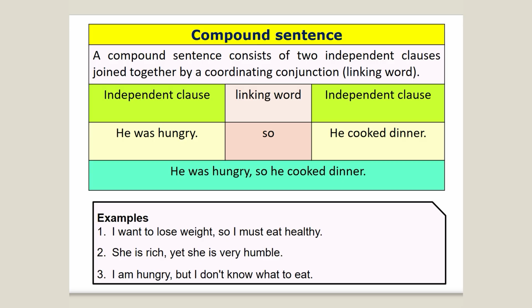The first independent clause means he was hungry. Linking word: so. Independent clause again: he cooked dinner. What will be the complete sentence? He was hungry, so he cooked dinner. So in this way, when we complete a sentence by using two independent clauses joined by linking words, that type of sentence will be called a compound sentence.